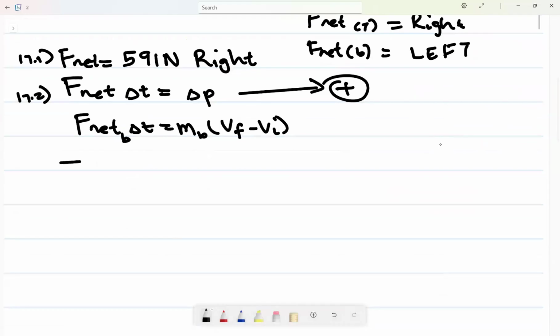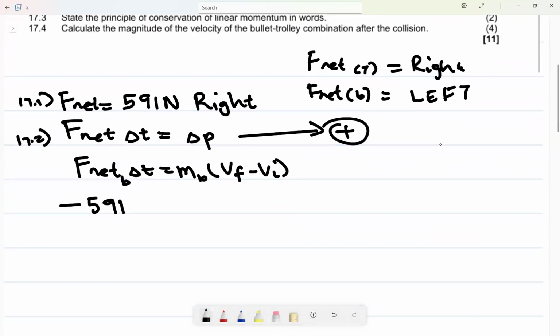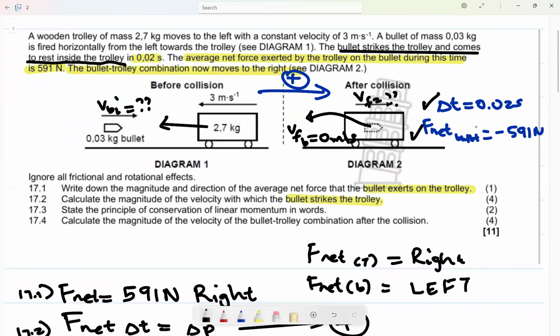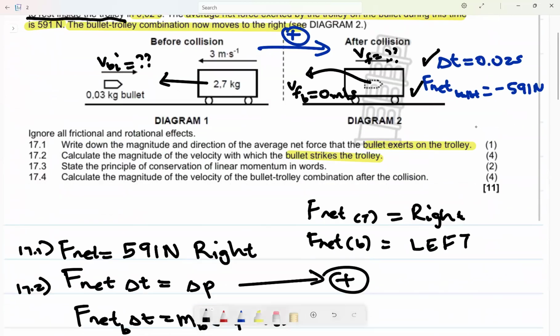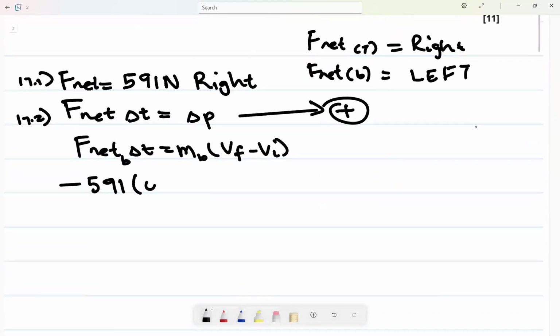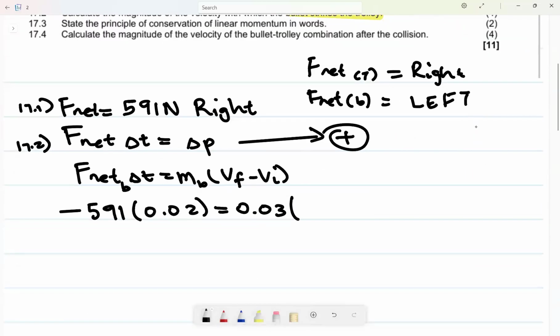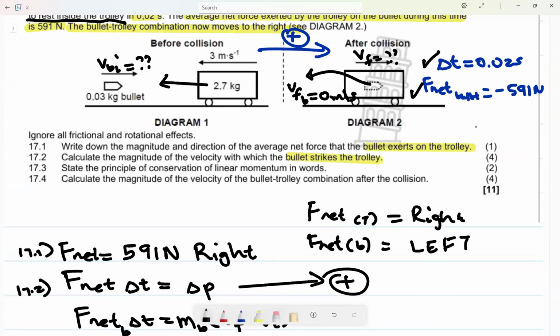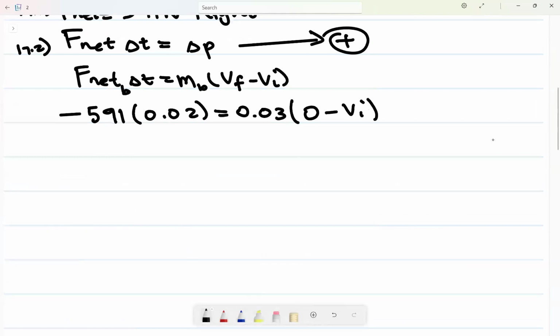So this is the final velocity of the bullet. The F net is going to be 591. Then the change in time: remember they told us 0.02 seconds, the collision time. Then the mass of the bullet is 0.03, if I remember very well. Let me confirm that. Yes. Then the final velocity is 0, it comes to rest, then the initial velocity is unknown. You should be aware that the answer I get should be positive, because it is moving towards the right and I chose right as positive. If the answer is negative, then clearly I did something wrong.